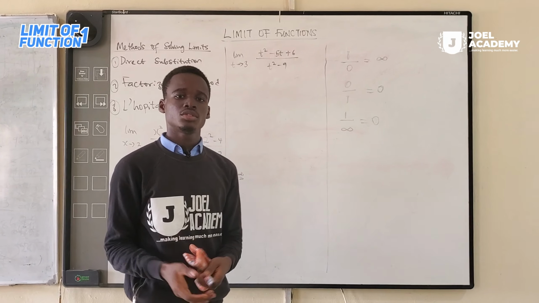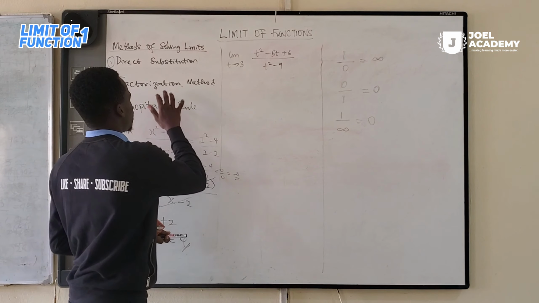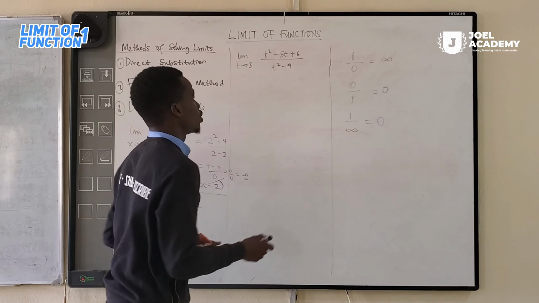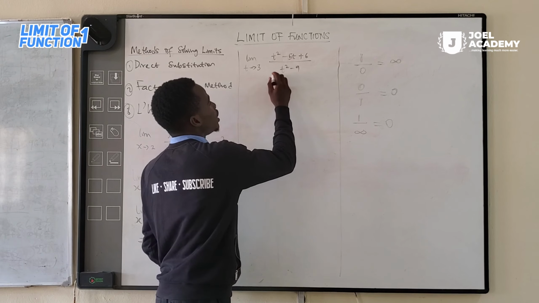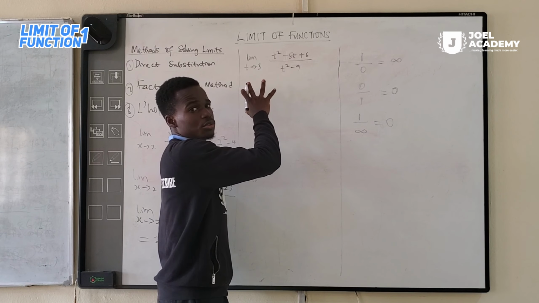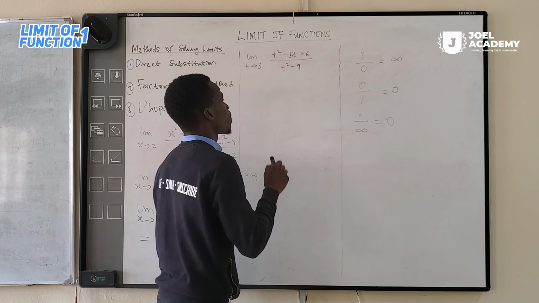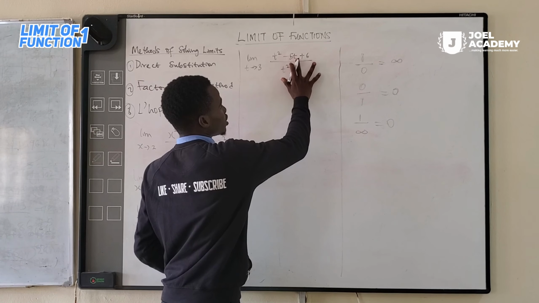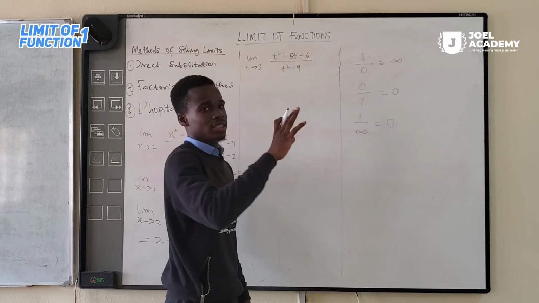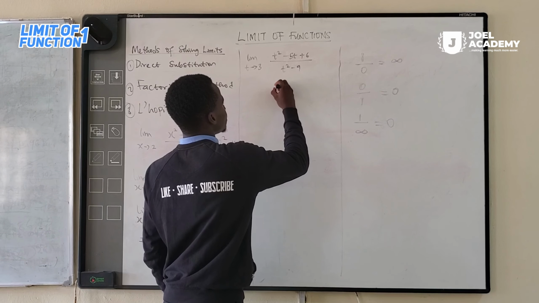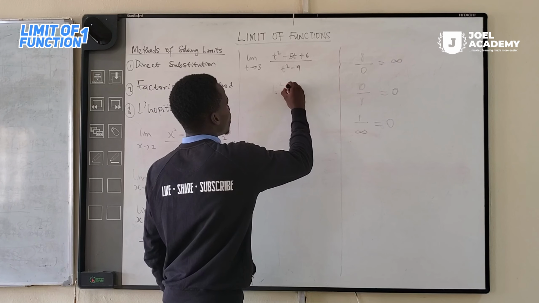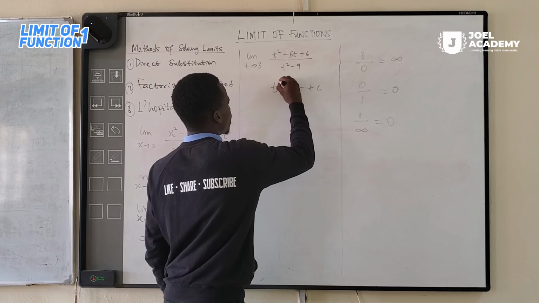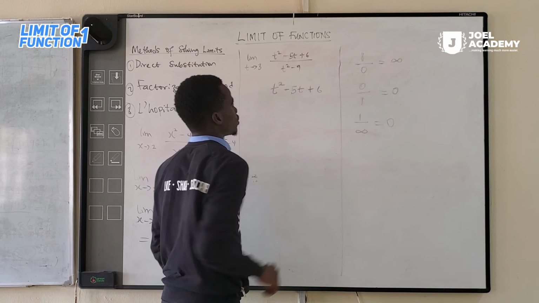And so what method are we going to use? Let's try the factorization method. Yes, we're still on the factorization method. The reason why we're going to use the factorization method for this is because this is a quadratic expression and it is factorizable. So we write t squared minus 5t plus 6.